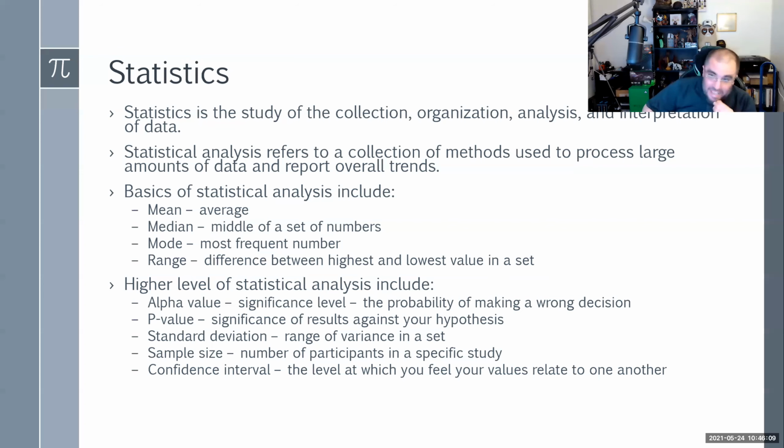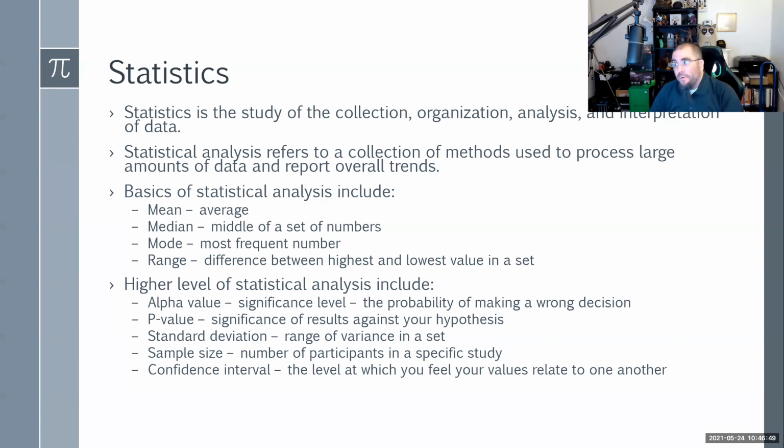So the higher level statistics analysis. Just so you know, you only have to know the definitions of these. I'm not going to give you an example where you pick out what they mean. So the alpha value. The alpha value in stats is the significance level. This is the probability of making a wrong decision, right? So if my hypothesis is the moon is made of green cheese, the alpha value would be how much could I possibly be wrong, right?